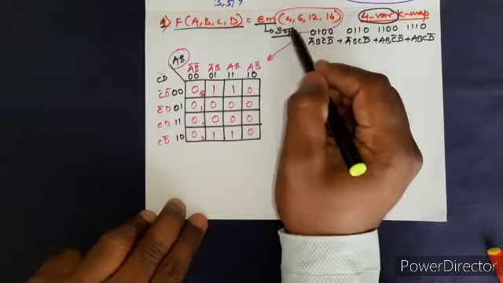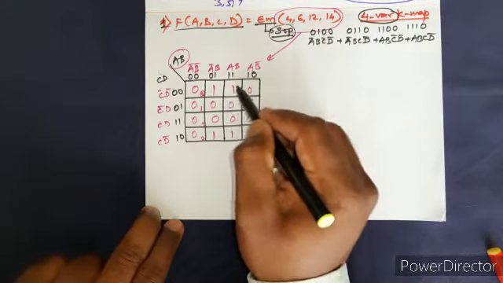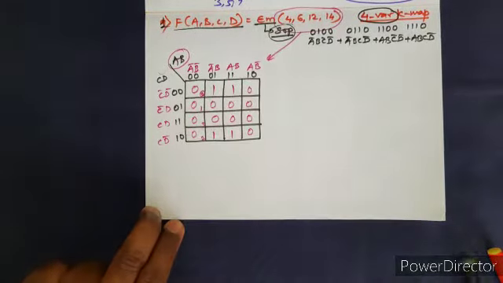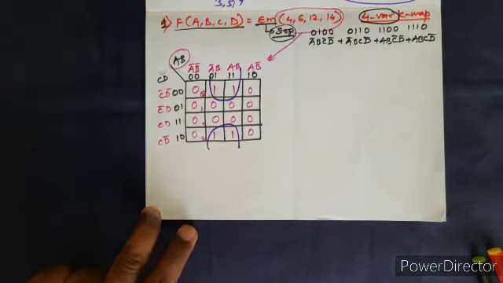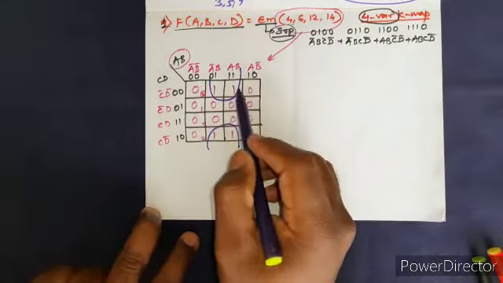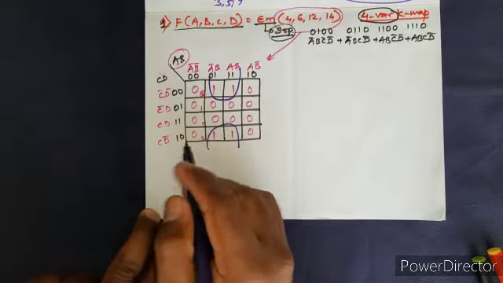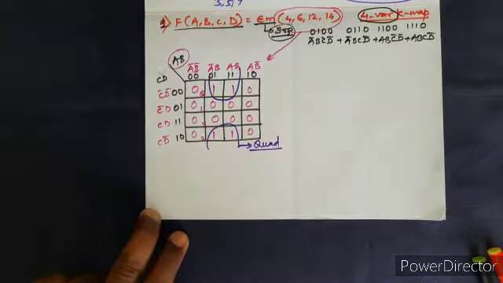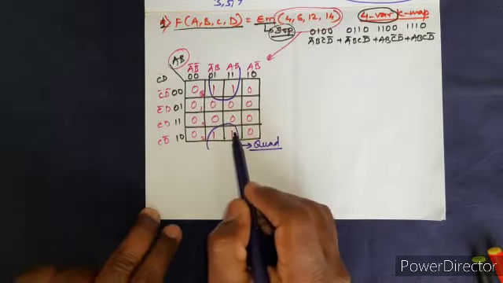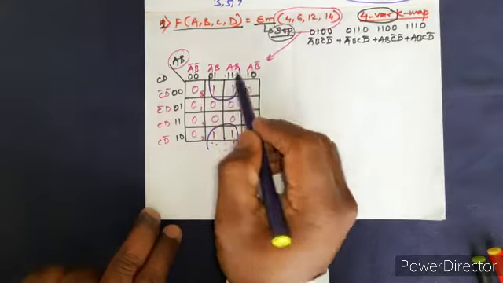Now since it is SOP, we need to look for the binary 1s here. You can see these cells are adjacent to these cells, so the group formed here can be this way. Only a single group is formed here. You could have gone for pairs also. Now this is a quad, since it is a group of 4. You would say that 2 pairs could have been formed here, so this one and this one.